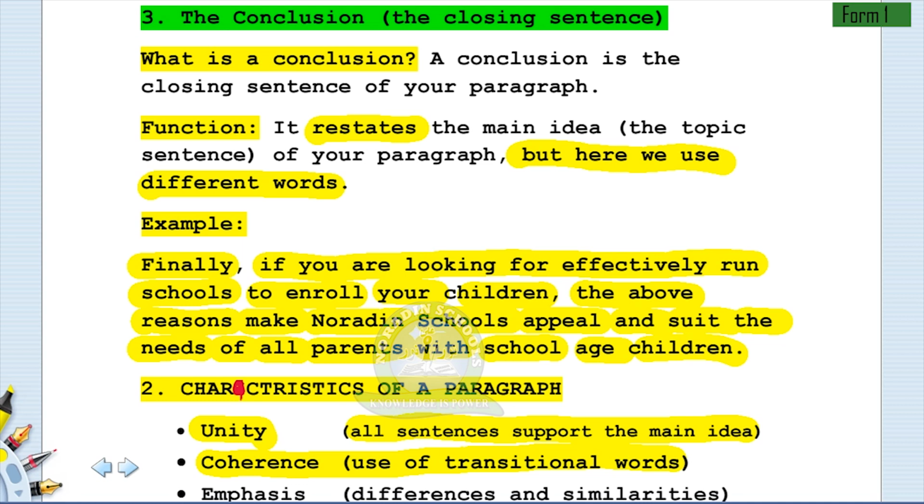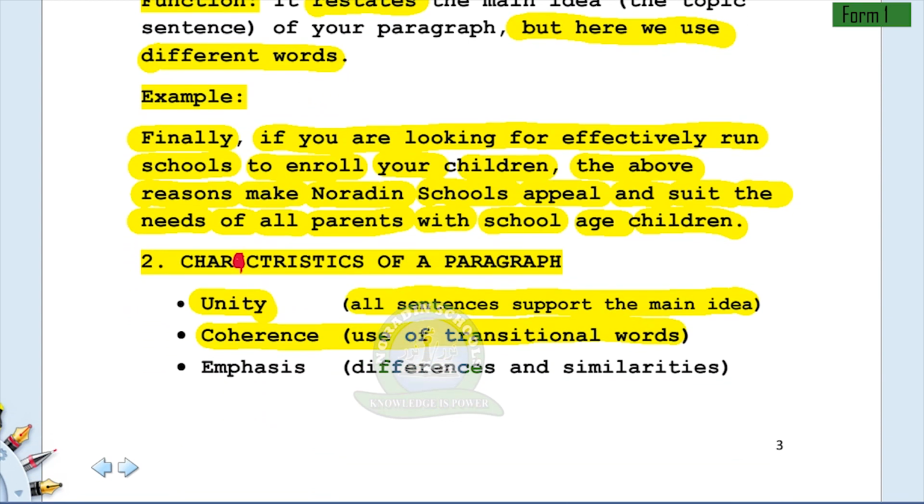And the last factor is emphasis. Emphasis is used to show the differences or the similarities between two subjects. For example, when you are talking about public transport, for example, buses and taxis, they are both public transport, but you have to emphasize the one that you want to write more about.